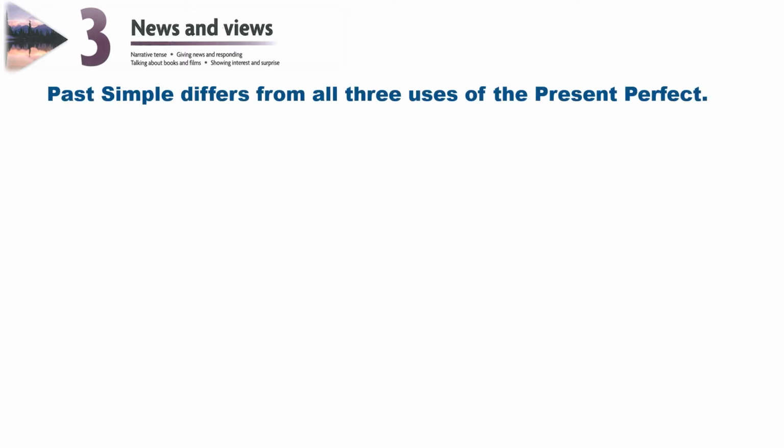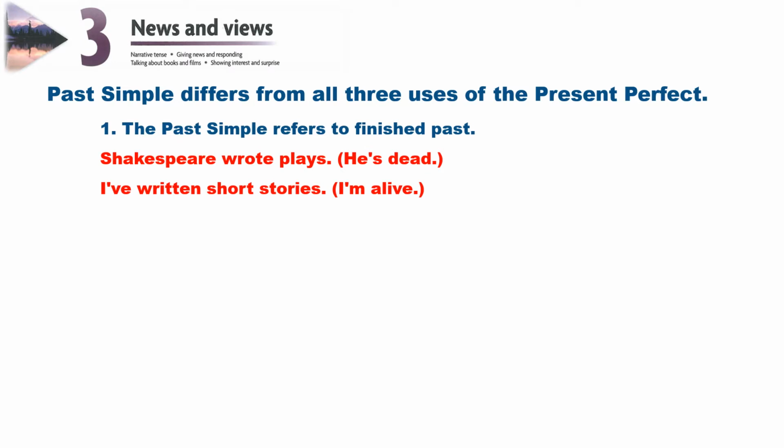If you have been asked this question, what are the differences between past simple and present perfect? Past simple is normally used when you refer to a finished past. For example, when you are talking about someone who lived in the past and died, you will use a past simple. For example, Shakespeare wrote plays. Shakespeare lived maybe 100 years ago and he died. So I will use past simple. I will not use present perfect.